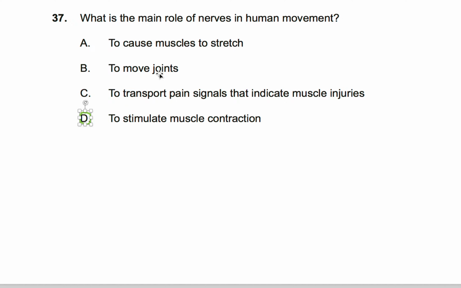To transport pain signals that indicate muscle injuries. Okay, so this one is a bit tricky because we know when we hurt our muscle that we can feel it, right? So why would it not be C then? Because there are two kinds of nerves: nerves for human movement and nerves for human pain sensation. This question is asking specifically about human movement, so it's got to be D. If this question asked about nerves and human sensation or human feeling, then C might be correct. So the reason why it's not C is because the question is asking about human movement, not human sensation.